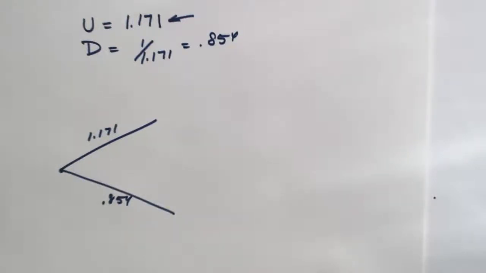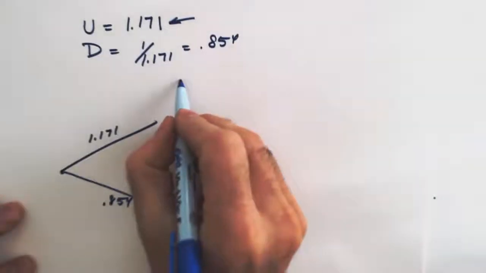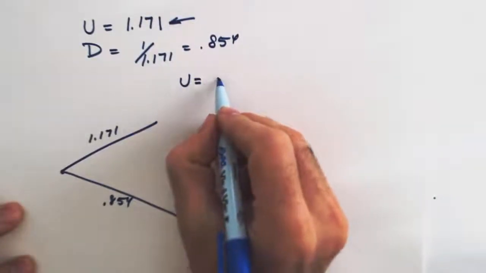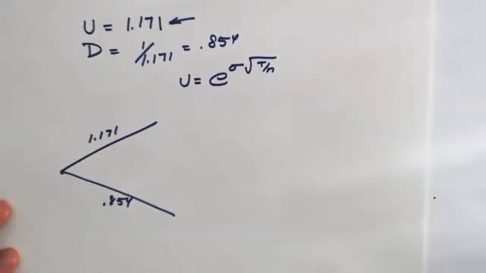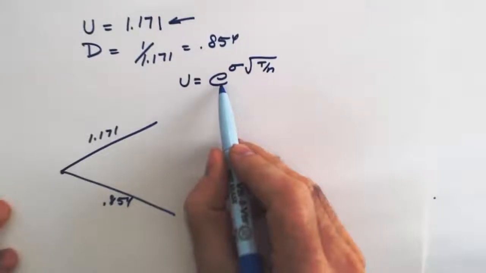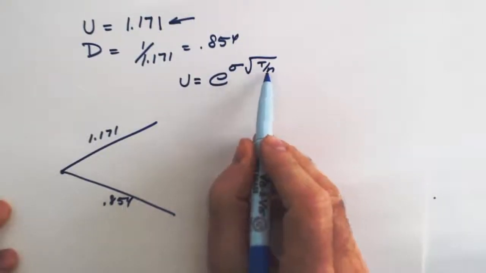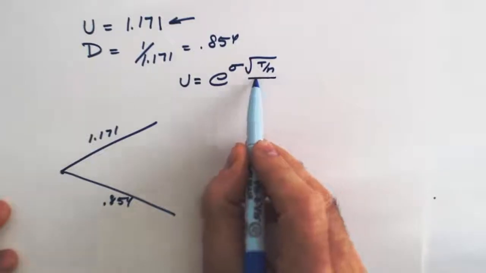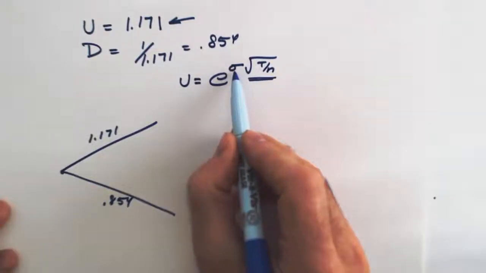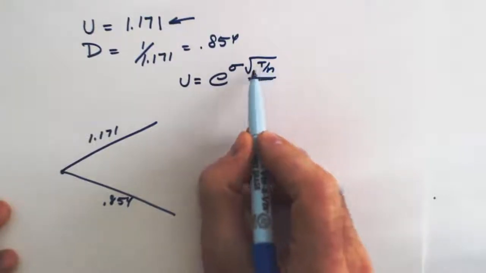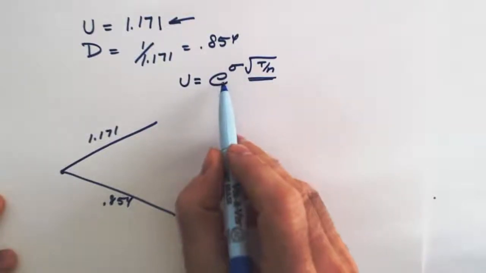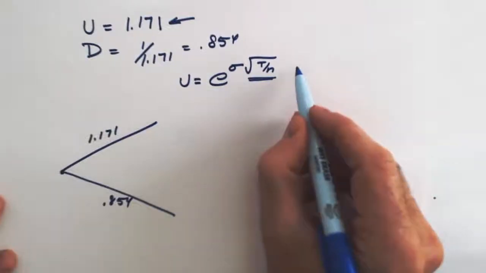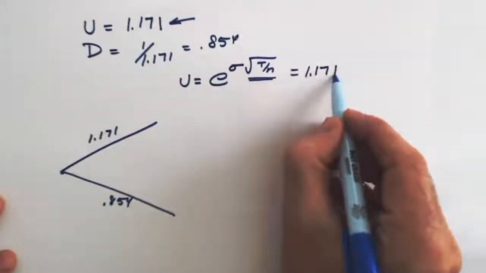Well, it's not hard. It turns out that U equals e to the sigma square root of T over N. Okay? And so there you have the compounding of volatility adjusted for each step. That's what this part does. It adjusts for each step. And the volatility here, this standard deviation, is on an annual basis. So annualized, it adjusts for that fraction of a period relative to a year. And e is that compounding process. Now this whole thing equaled 1.171.